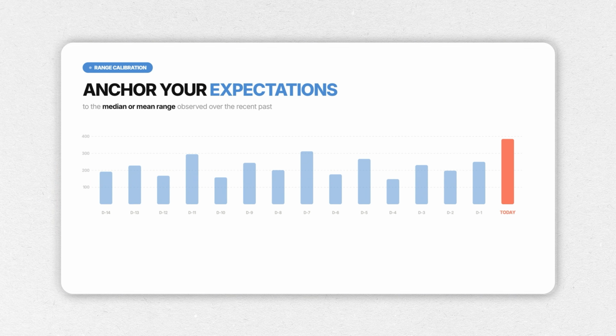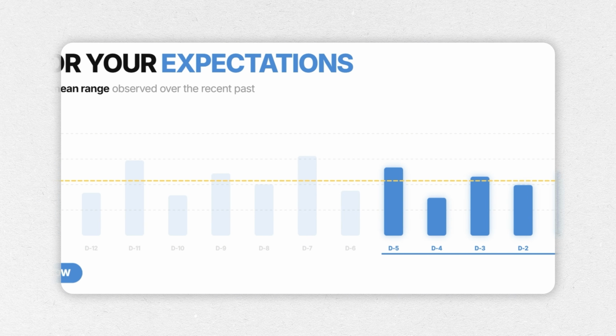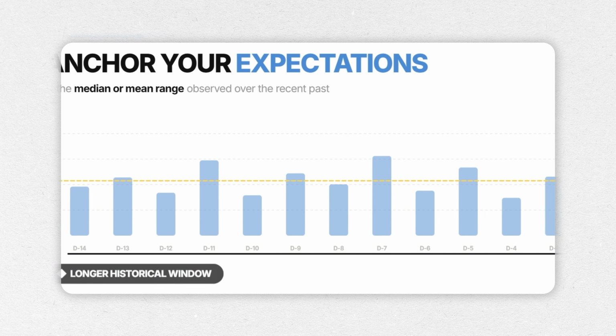That is also why it helps you to anchor your expectations to the median or mean range observed over the recent past. It doesn't matter whether it is the last 5 days, 10 days, or even a slightly longer historical window. Doing so gives you a more realistic sense of what the market is capable of on a given day, rather than expecting every trend to deliver the same kind of move irrespective of the broader market regime.